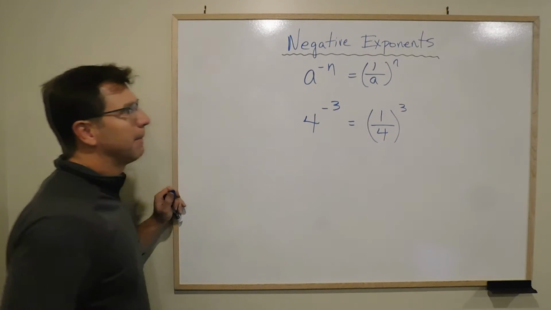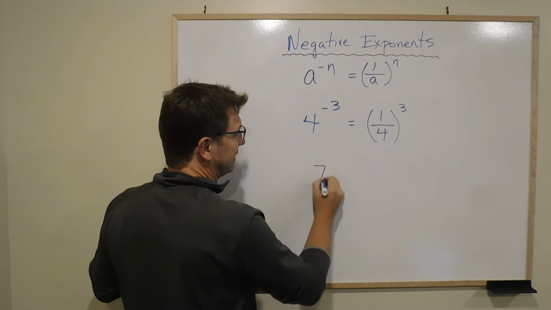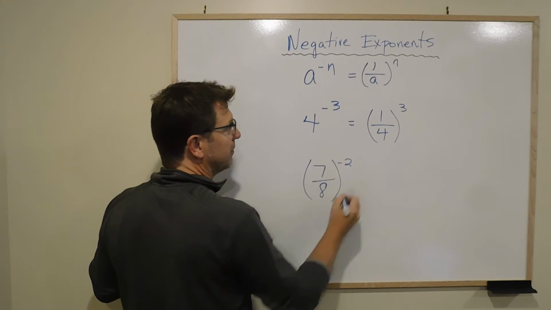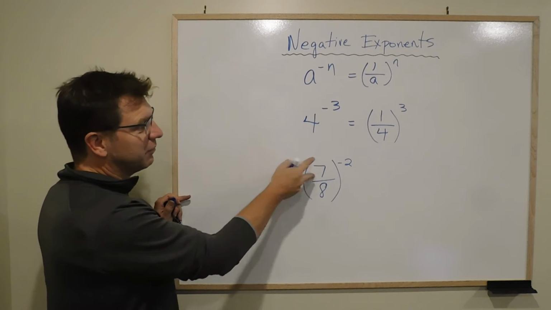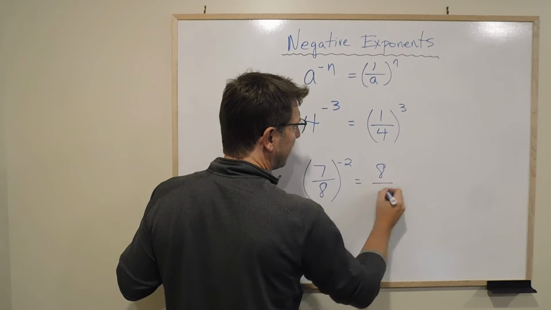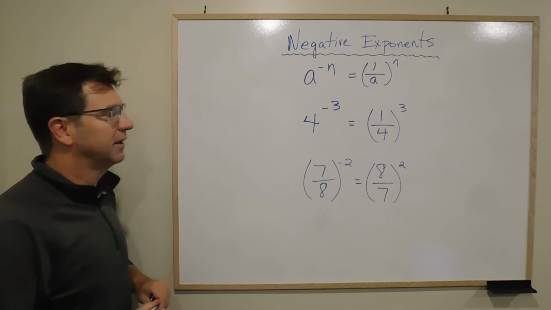What if we had a fraction here, like 7 over 8 to the negative 2? What we're doing is we're flipping the base. 8 over 7 to the positive 2.